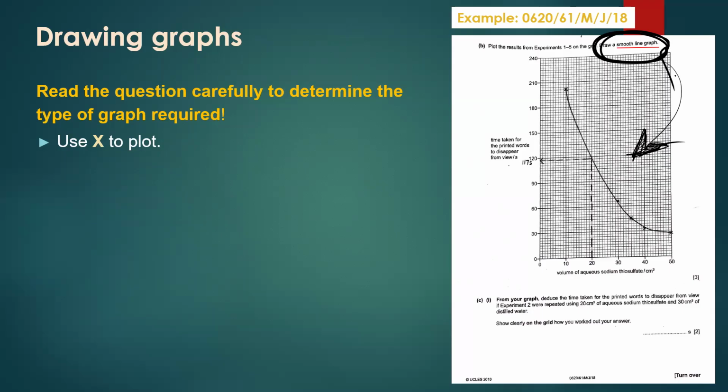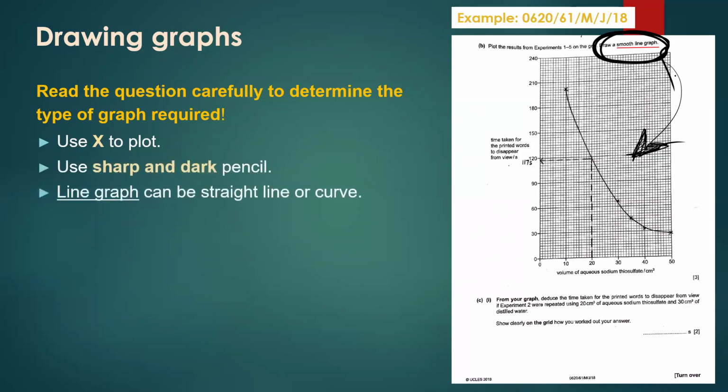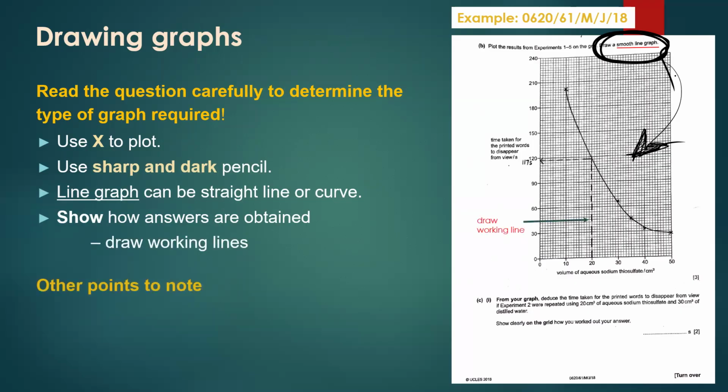Okay, read the question carefully, use X to plot, use a sharp and dark pencil. A line graph can be a straight line or a curve. Keep this in your mind. Show how answers are obtained. Draw working lines like this. In most of the questions, they ask you to work out something on the graph and find out something. So you have to work and write the answer here like this. Show your answers and show your working.